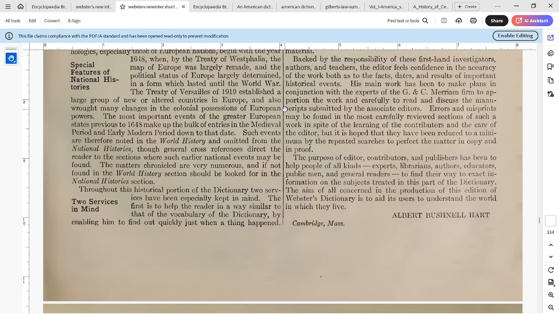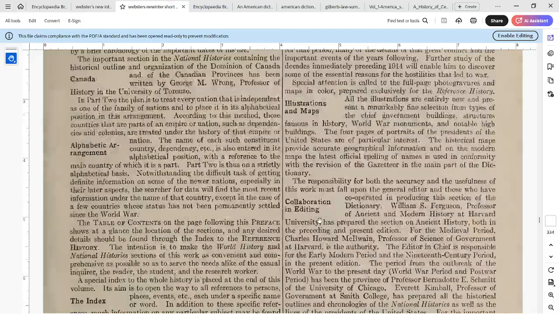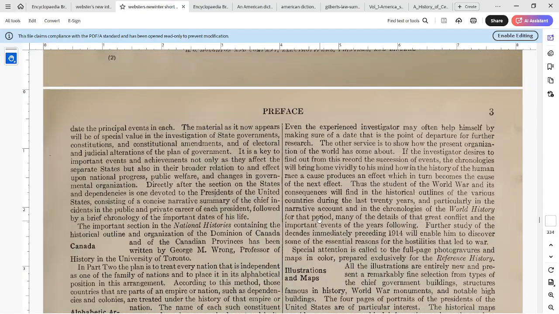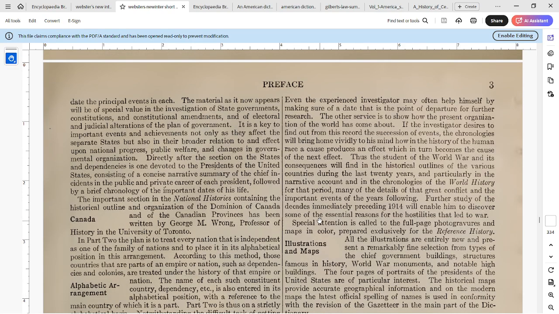Throughout this historical portion of the dictionary, two services have been especially kept in mind. The first is to help the reader in a way similar to that of the vocabulary of the dictionary by enabling him to find out quickly just when a thing happened. Even the experienced investigator may often help himself by making sure of a date that is the point of departure for further research. The other service is to show how the present organization of the world has come about.